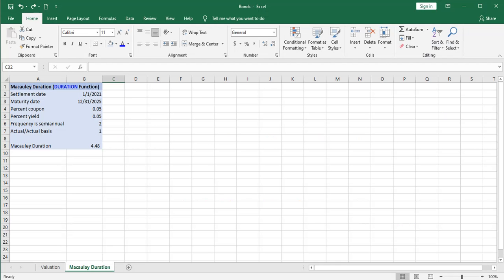So with a 5-year bond, the Macaulay duration is about 4.5 years, or about 90% of the term. What if I change this to a 12-year bond? We'll make it due in 2032. Now you see an interesting thing happens, where we had about 90% of the time with the 5-year bond, now we've only got about 75%.